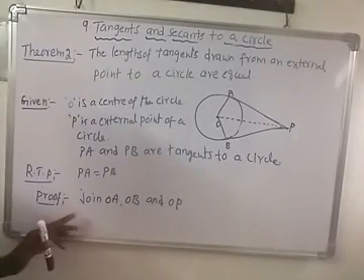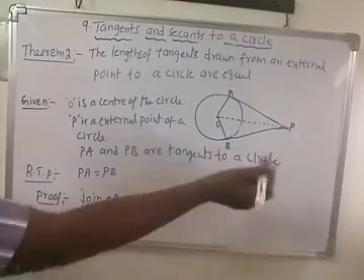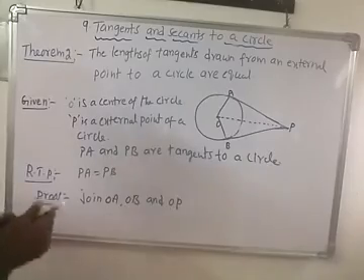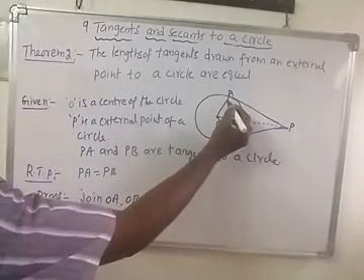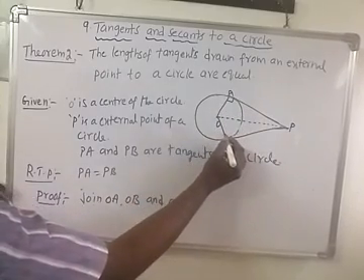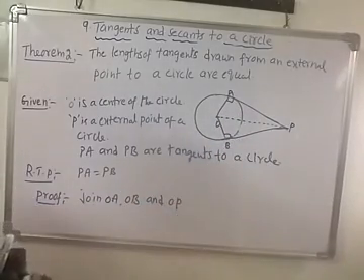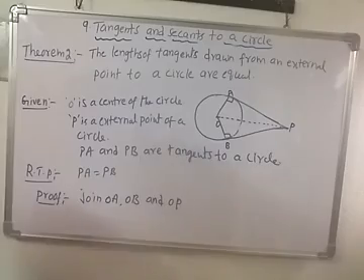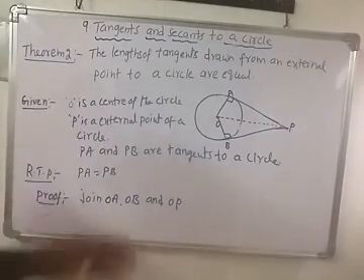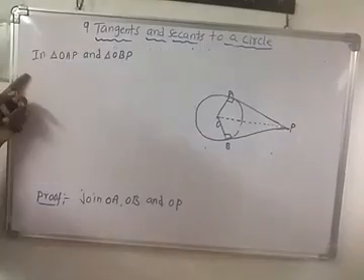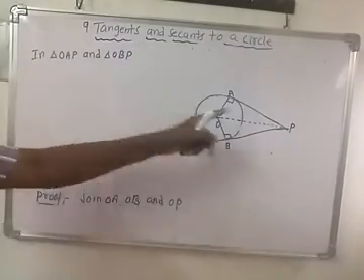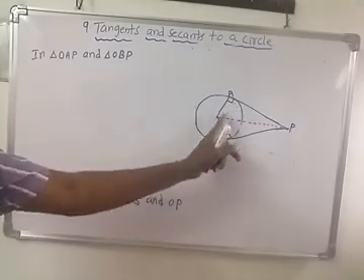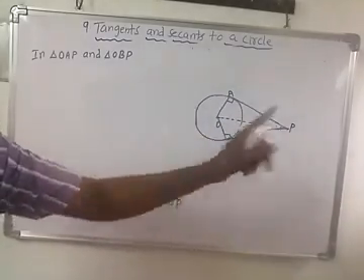So how to prove this? We join OP, OA and OB. Here, how much angle is formed? Here 90 degrees, here also 90 degrees, because this is the radius and tangent. Radius and tangent are always perpendicular to each other. Now, how many triangles are formed here? Two triangles are formed, triangle OAP and also triangle OBP.